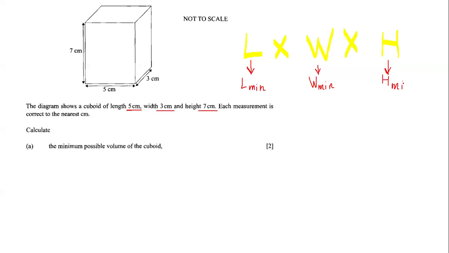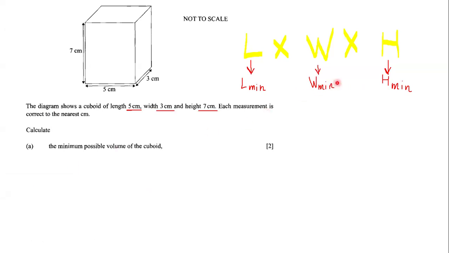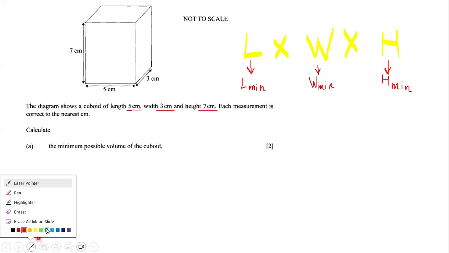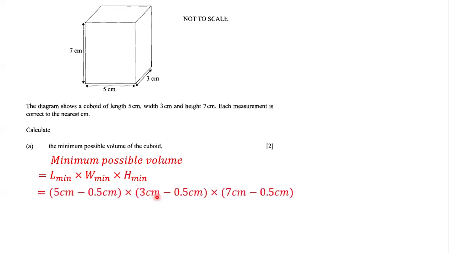The first thing we have to figure out is what is L min, W min, and H min. What is the lowest length we could have? What is the lowest width we could have? And what is the lowest height we could have? Now, in order to do this, we're going to subtract. The minimum possible volume is the lowest possible length multiplied by the lowest possible width multiplied by the lowest possible height. And in order for us to determine that, we have to subtract.